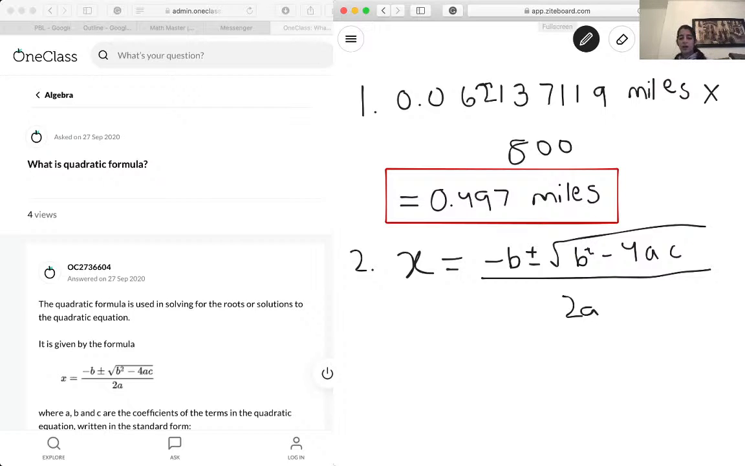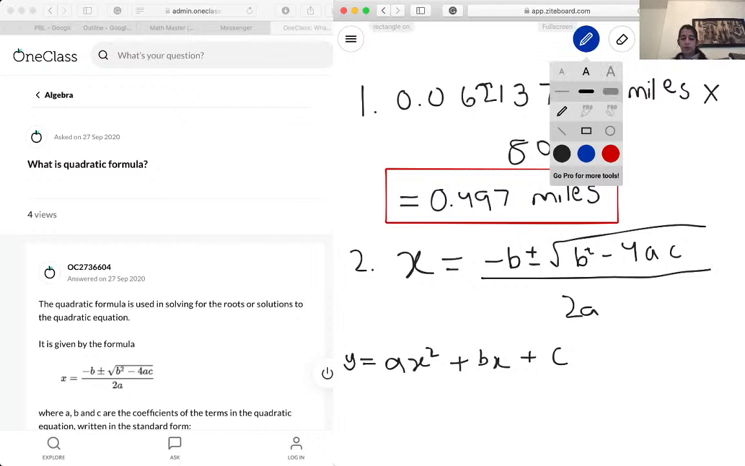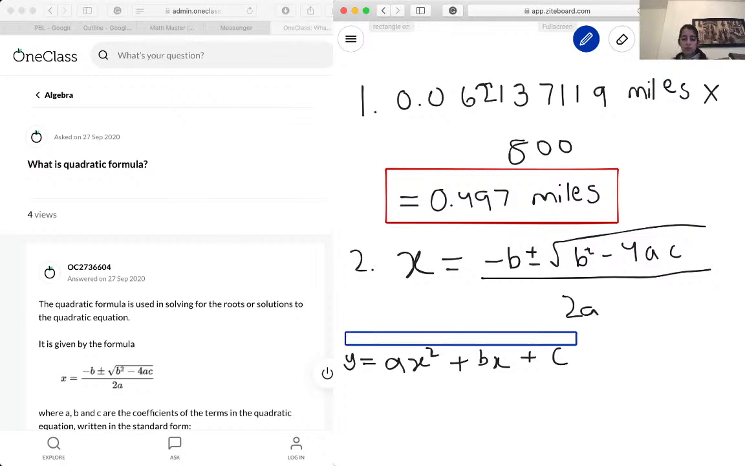So the values that you're going to get, the a, b, and c, are from the standard equation of a quadratic function. So it has to be in the form of ax squared plus bx plus c. That has to be the form of the equation. If it's in vertex form or any other form, you have to convert it to standard form if you want to use that.